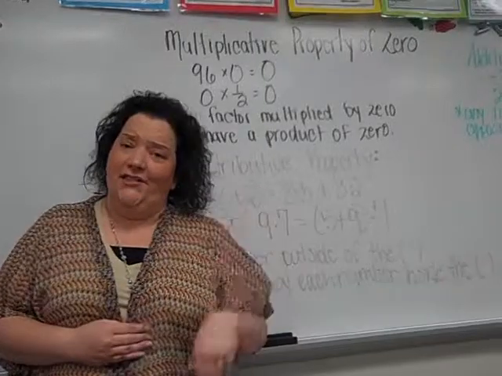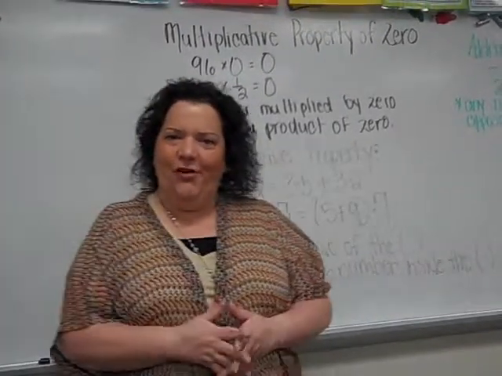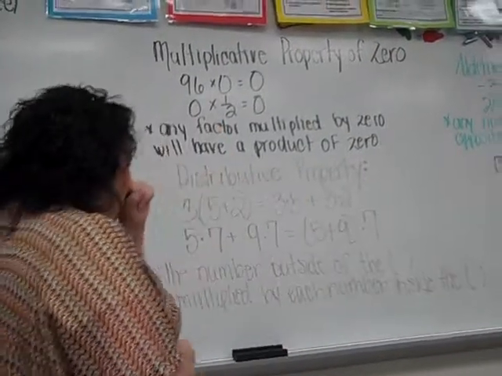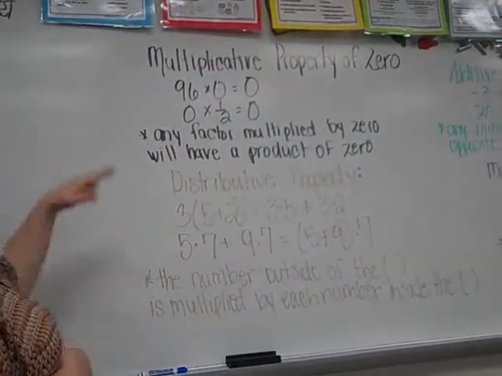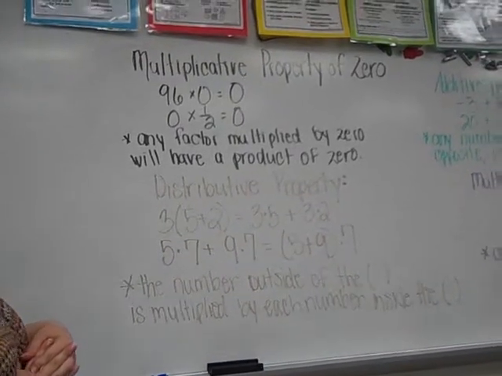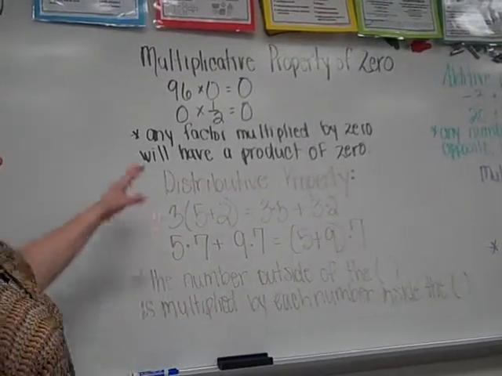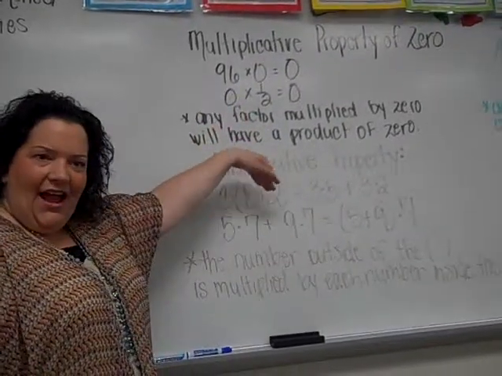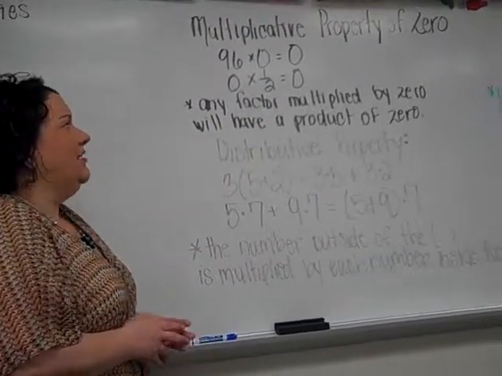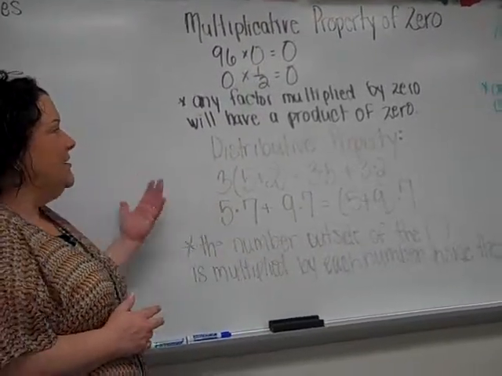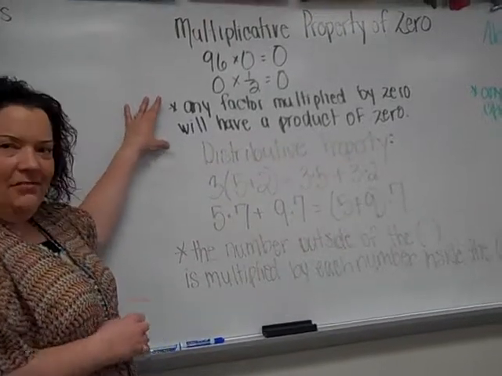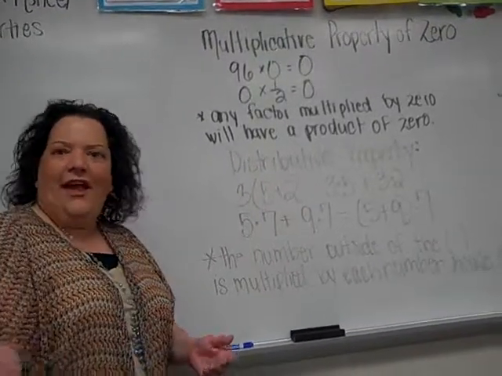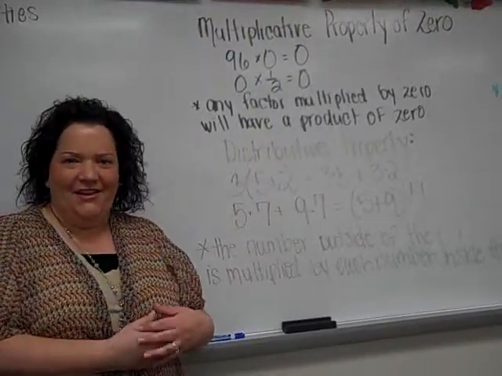So in this video, we're going to talk about the last 4 properties that we have to learn in 6th grade mathematics. So let's first talk about the multiplicative property of 0. And 96 times 0 is 0. 0 times 1/2 is 0. So the multiplicative property of 0 is simply stating that any factor multiplied by 0 will have a product of 0, which we learned way back in 3rd grade when we started our multiplication facts.